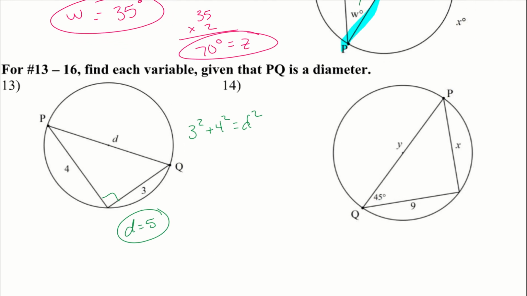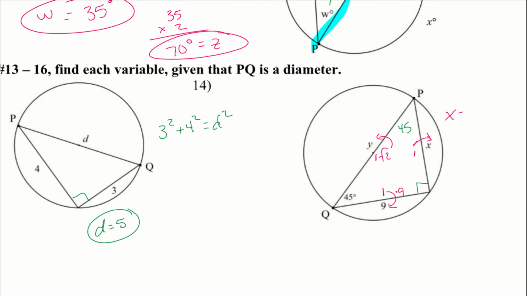All right, let's take a look at 14. So this one is going to be a reminder of a 45, 45, 90 triangle. So remember, our ratios are 1, 1, 1 root 2. So since we know this 9, from 1 to 9, we are going to multiply by 9, which means I have to do the same thing for both of my other sides, which means x equals 9 and y equals 9 root 2.